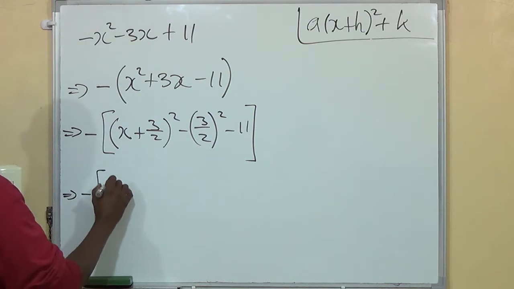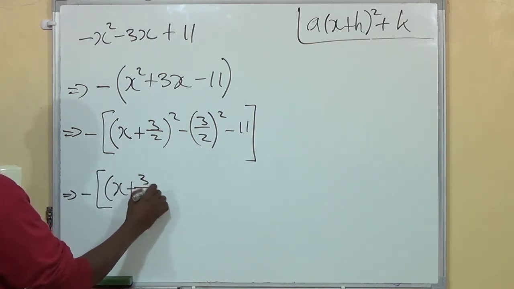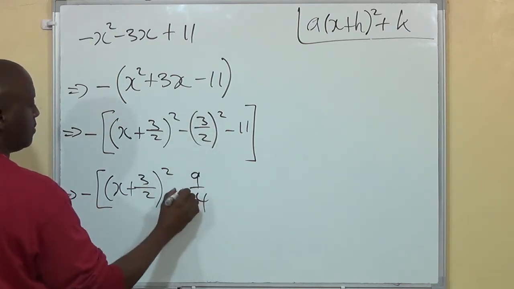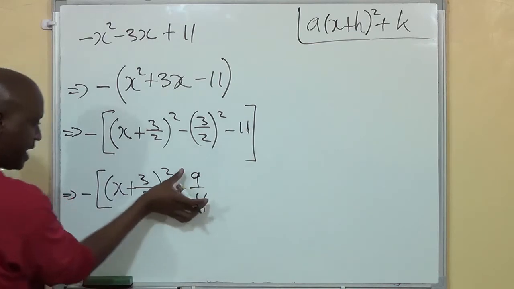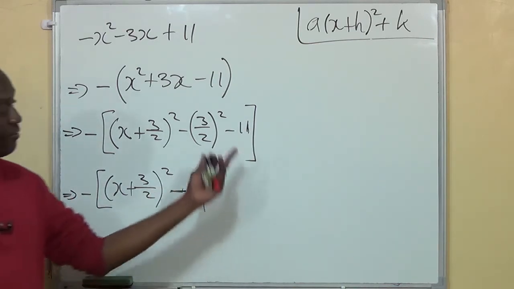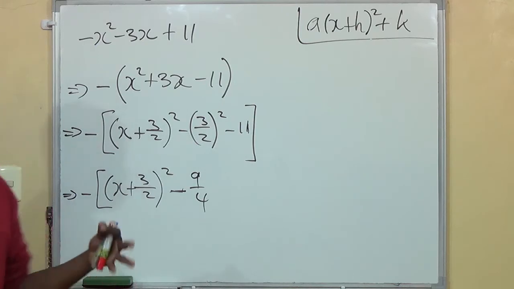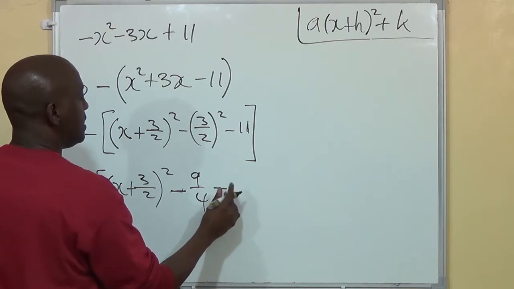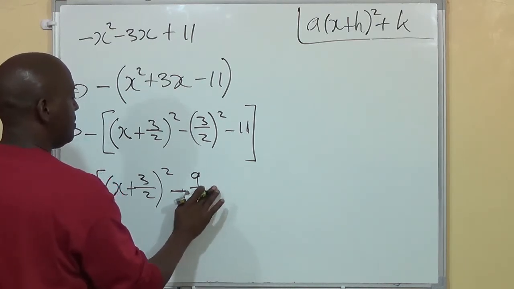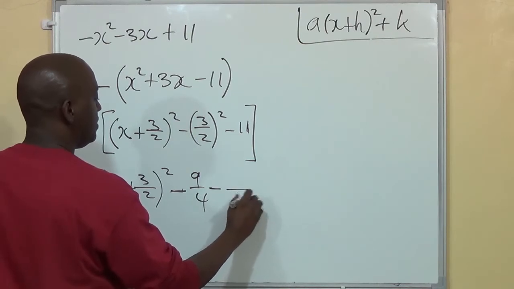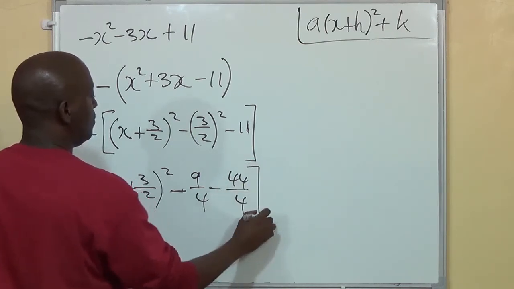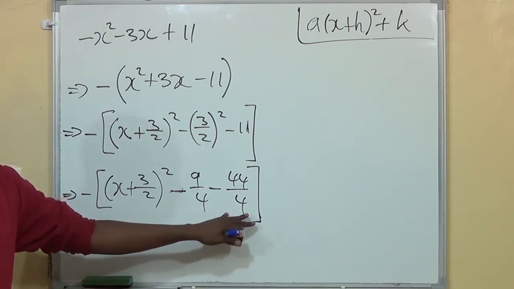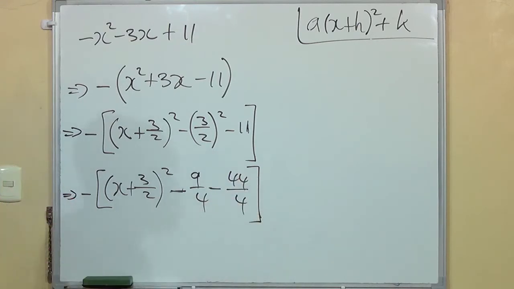Minus x plus 3 over 2, all in brackets to be squared, minus 3 over 2 squared, which is 9 over 4. Now, if we have 9 over 4 here and minus 11 over here, it makes excellent algebraic sense to express 11 as an improper fraction with 4 as a denominator. The only thing that could possibly be is 44 over 4. Good? So we have everything in terms of something over 4, which allows us to proceed with the algebra on the top.